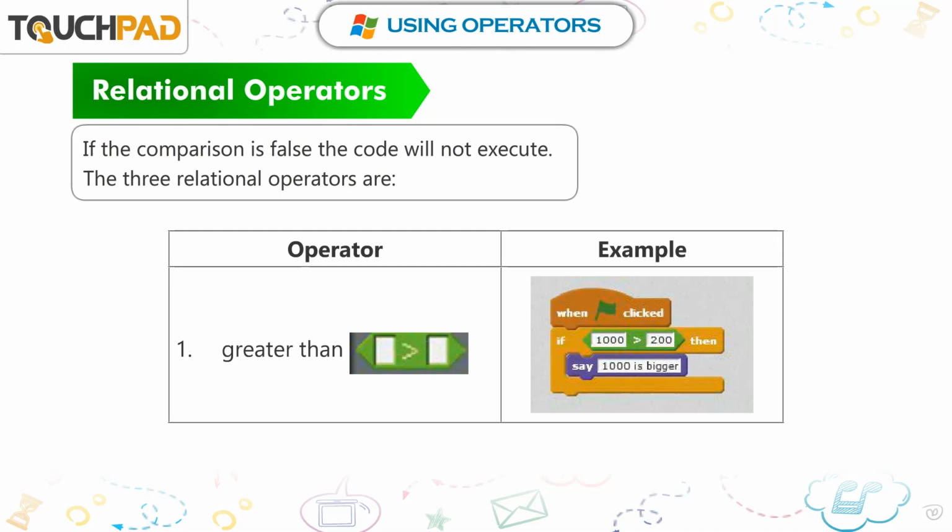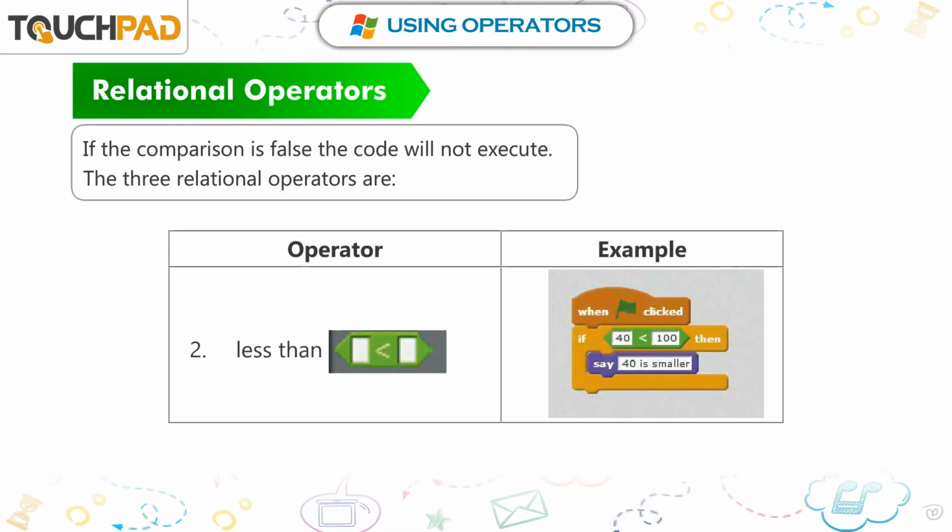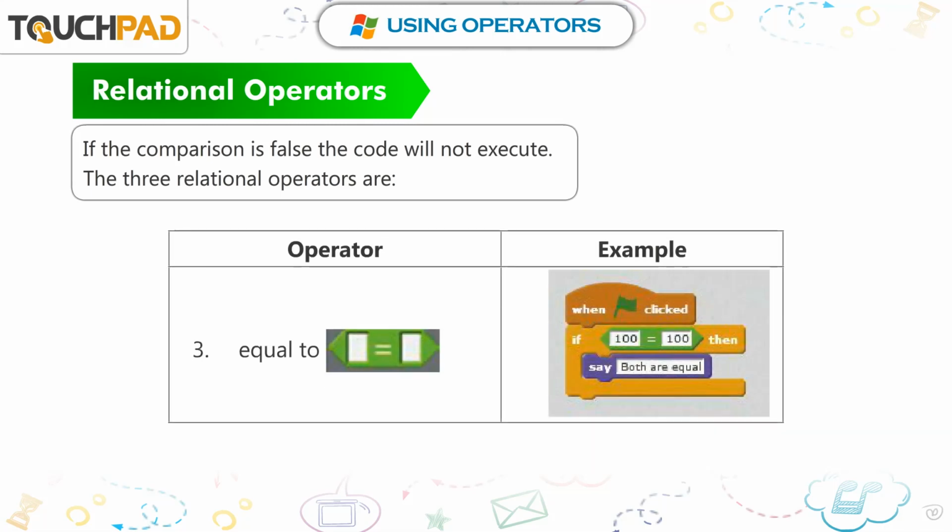Greater than. Example, when green flag is clicked, if 1000 is greater than 200, then say 1000 is bigger. Operator 2. Less than. When green flag is clicked, if 40 is less than 100, then say 40 is smaller. Operator 3. Equal to. When green flag is clicked, if 100 is equal to 100, then say both are equal.